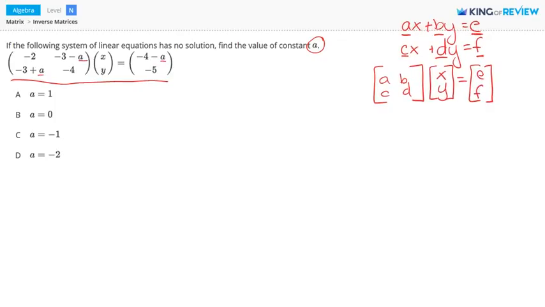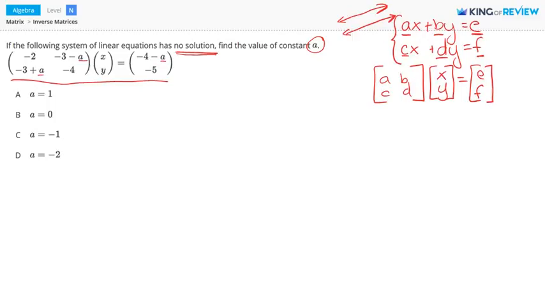Now we're told that this system has no solution. Now let's think about this. If we have two linear equations and we're trying to solve for x and y, that means we're trying to find the point at which the equations intersect. Now if we have no solution, that means that we have two lines that are parallel, because we know that parallel lines never intersect. So that's the situation that we're dealing with here.